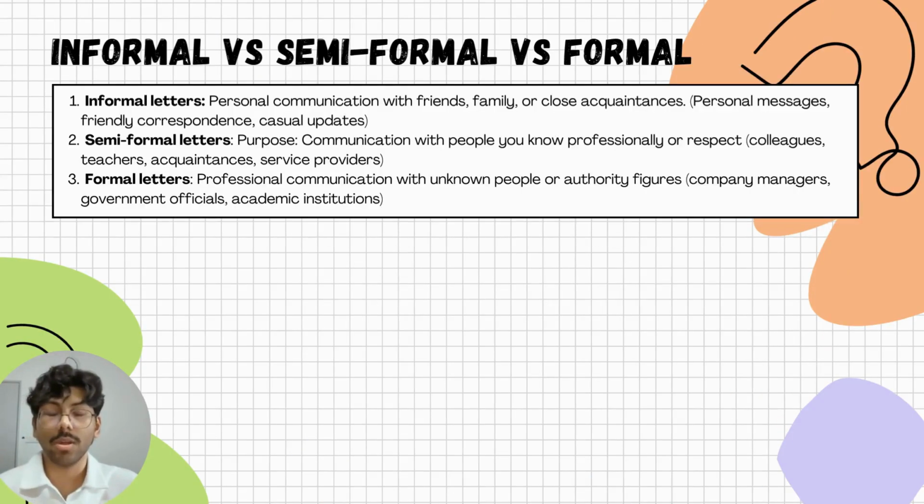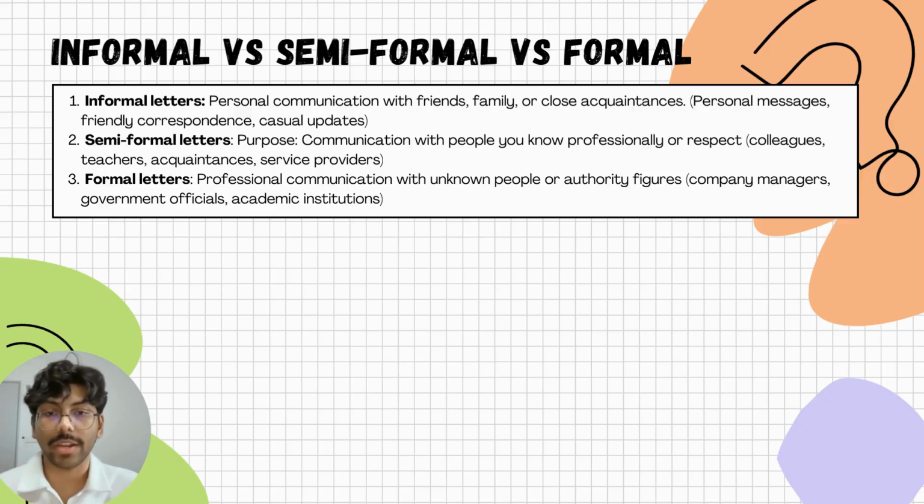Alright, so firstly we'll understand the differences between informal, semi-formal, and formal. So what are these? Informal letters are personal communication with people you are really close with. This includes your family members, your friends, your classmates, and so on. Semi-formal letters, on the other hand, are communications with people you know yet respect, honor, or behave professionally with. This includes your teachers or your colleagues. Formal letters, on the other hand, are totally professional communication with totally unknown people or authority figures.